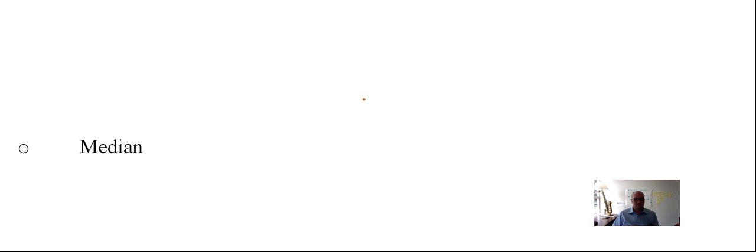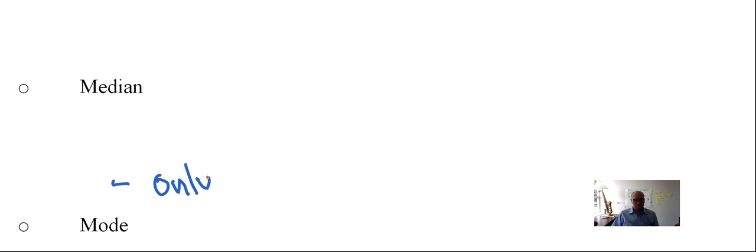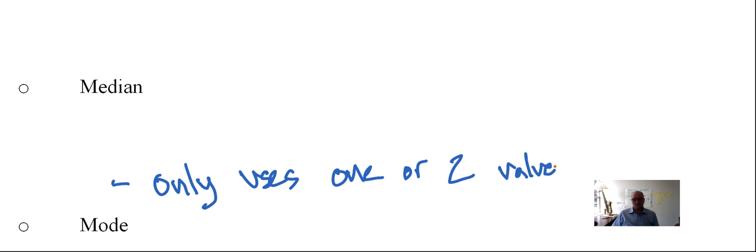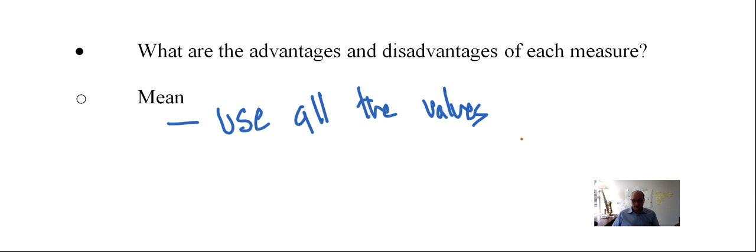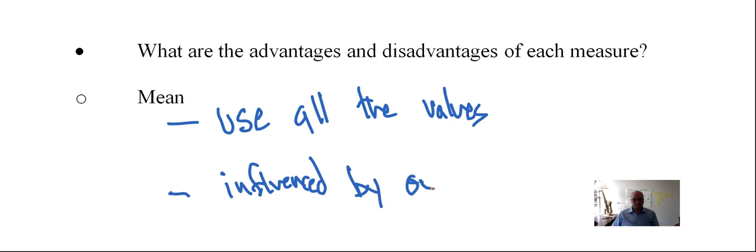This is opposed to the median, which is one of the disadvantages of the median, that it only uses 1 or maybe 2 values, right? So it only uses the one that's right in the middle or the 2 that are surrounding the middle. And so sometimes it might not be very representative, whereas the mean does a little bit better job of using all of the values. So that being said, though, one of the disadvantages of the mean is that it's influenced by outliers.